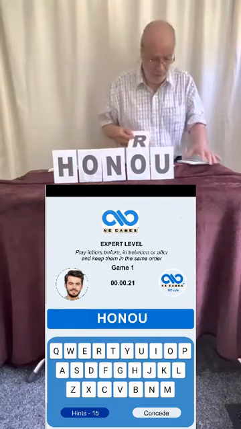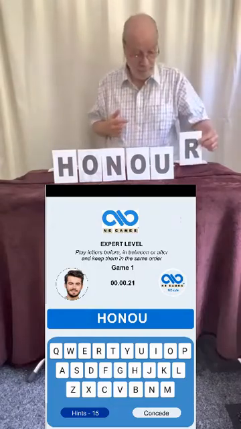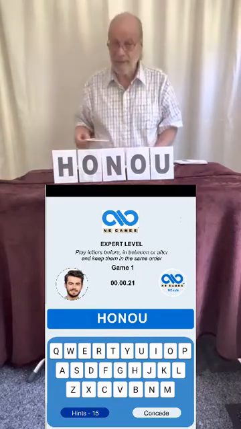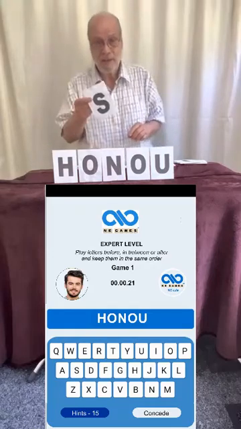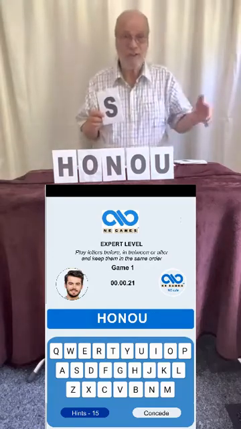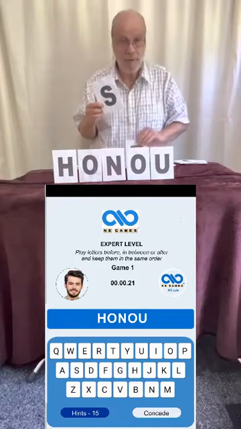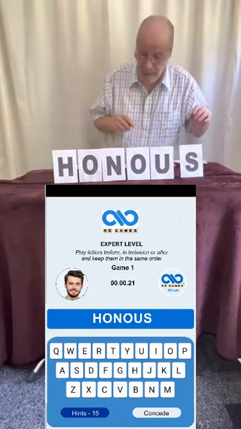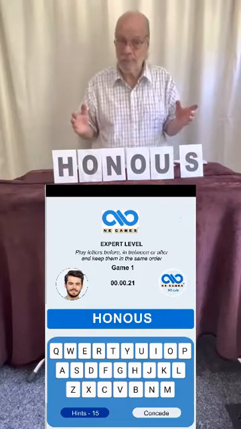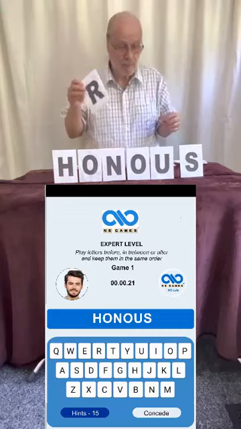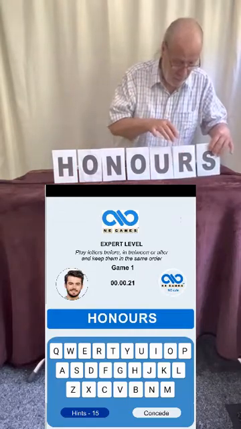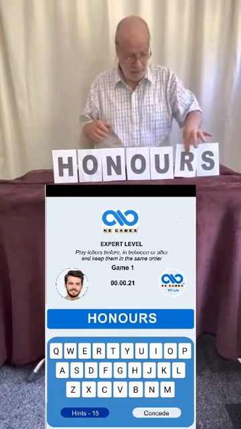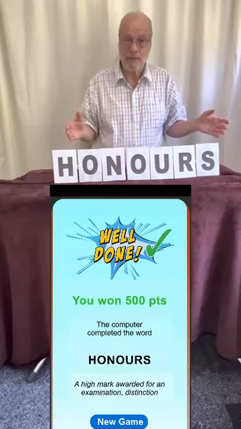Now, this is the trick up your sleeve you can have. If I now place the R, I would lose because I would have finished the word honor. But because we don't have to play letters consecutively, because we can play letters in between, this is a trick where you can play, well, I know the word honors exists, so I'm going to play the S before the R is played. So I play the S there, and it's obviously not a completed word, it's not finished, so I haven't lost. And I'm now forcing the computer to play the R there. So now we have the word honors. And because the computer played the R last and completed the word, I won that round at expert level.